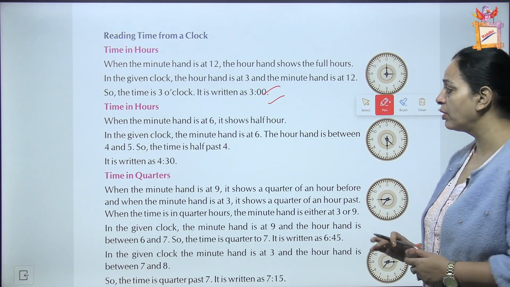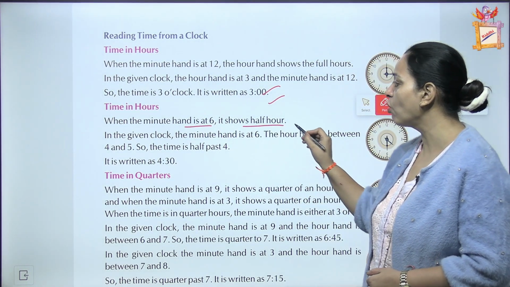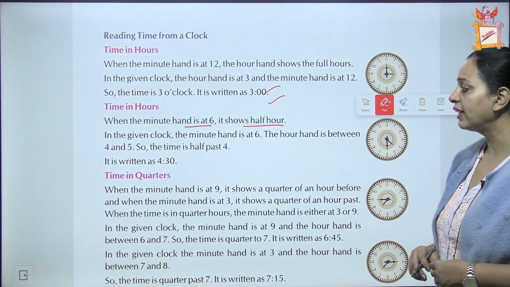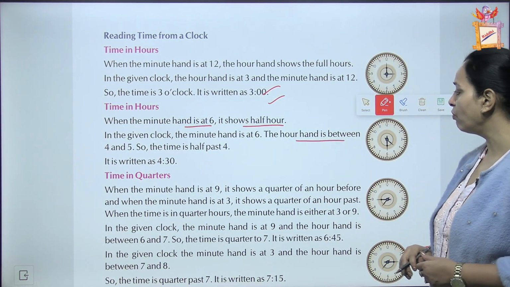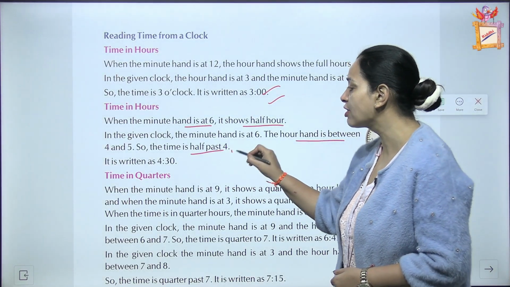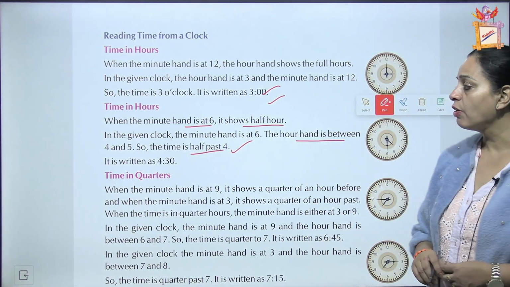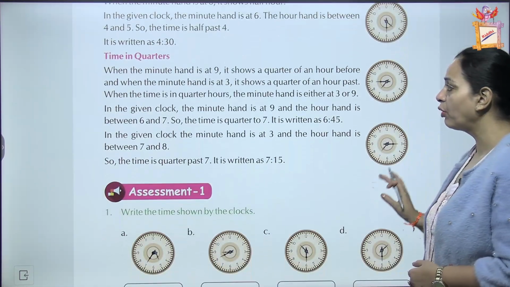Now time in half hours. See here, when the minute hand is at 6, it shows half an hour. In the given clock, the minute hand is at 6 and the hour hand is between 4 and 5. So the time is 4:30. So this is 4:30. Okay.